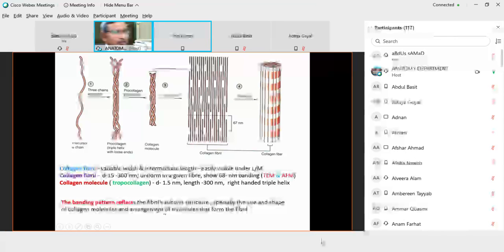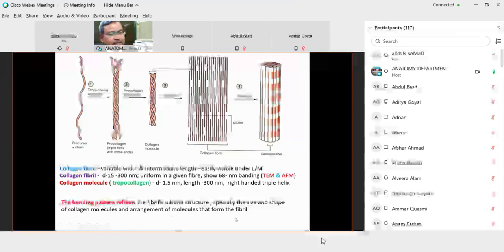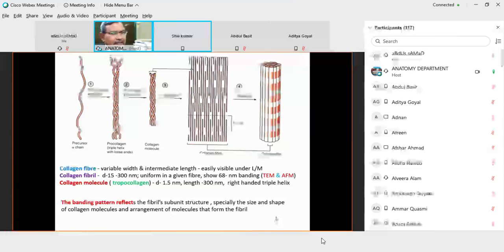So the banding pattern of the fibril subunit structure, especially the size, it shows what? It shows the size, shape of the collagen molecule and arrangement of the collagen molecules that form the fibril itself. So therefore, if we want to know the change in the collagen fiber, one has to go up to that level to say what is the problem in the collagen fiber.